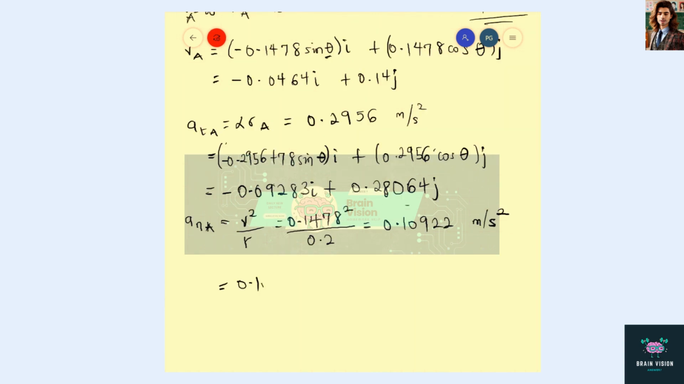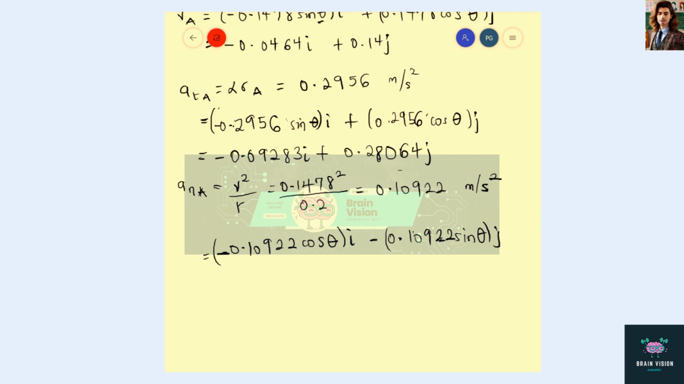So this will be equal to 0.10922 minus cos theta i minus 0.10922 sine theta j.